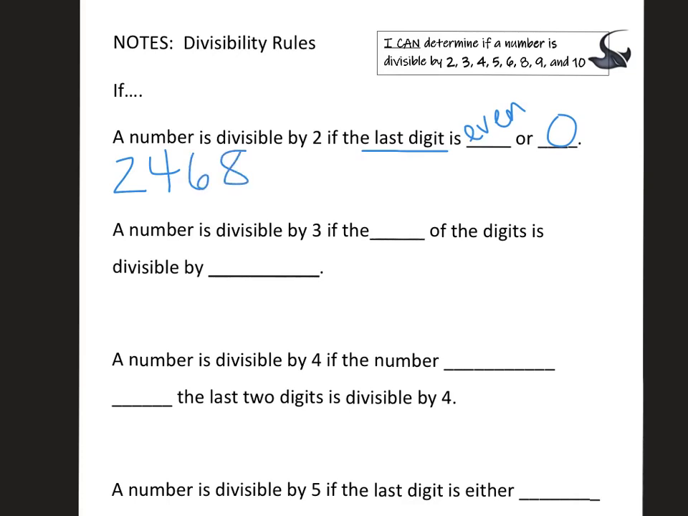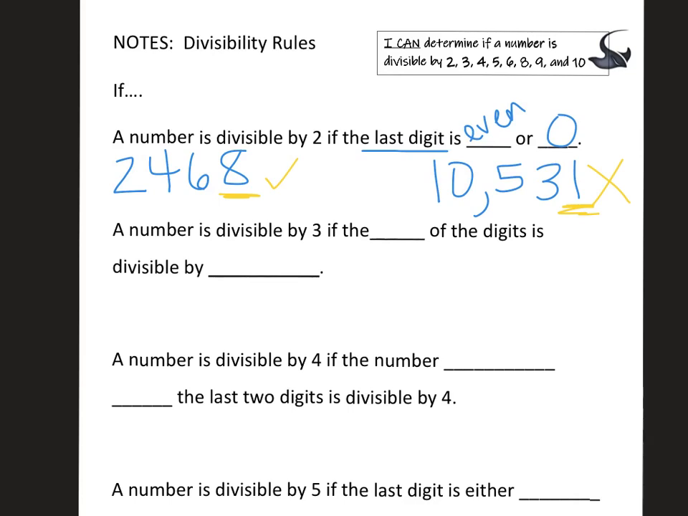2,468, big number, but I know that it is divisible by 2 because I look at that last digit, 8, and 8 is an even number. So then I know the whole number is divisible by 2. Whereas if I looked at a big number like 10,531, I would know right away that number is not divisible by 2 because I look at its last digit, 1. That's odd. It can't be divisible by 2.